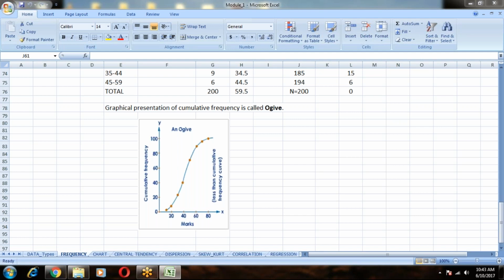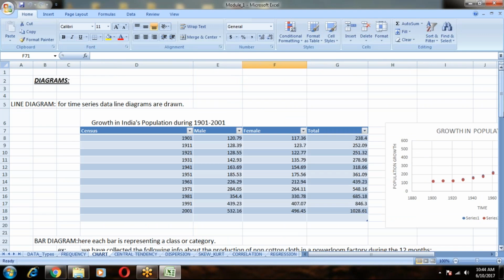Okay guys, so our frequency part is done. Now come to the chart part. I would not take a lot of time for this. Just two things I need to discuss.